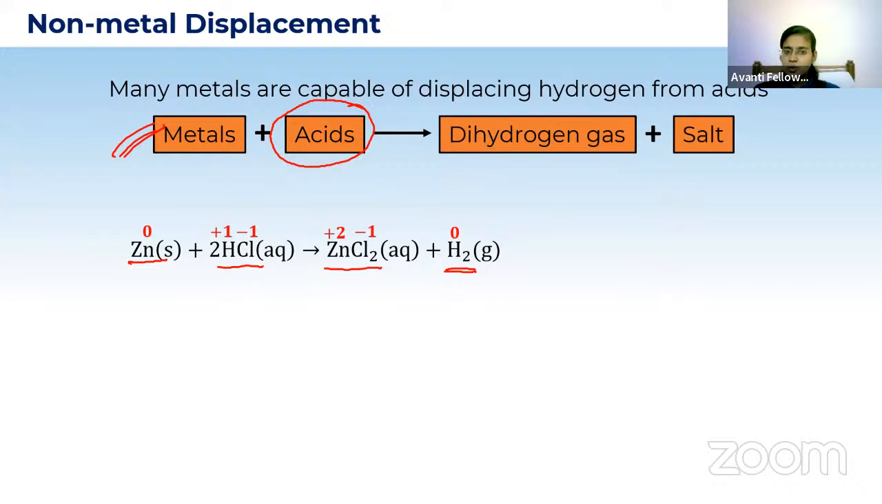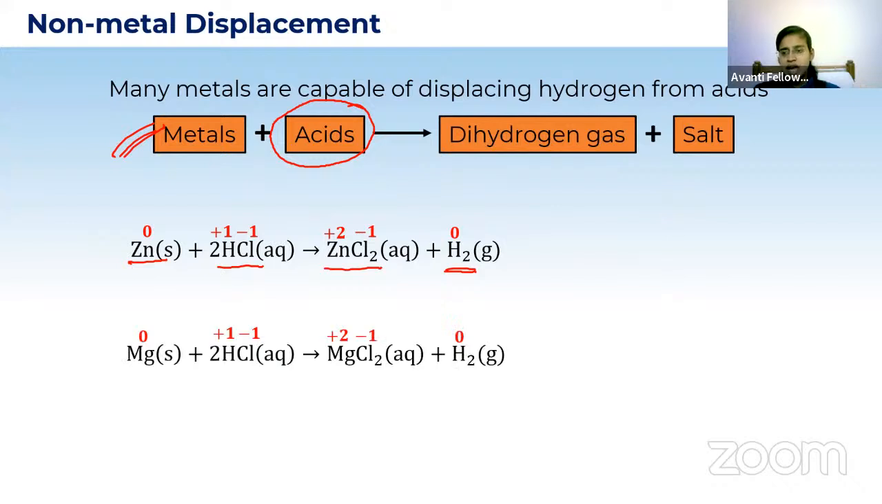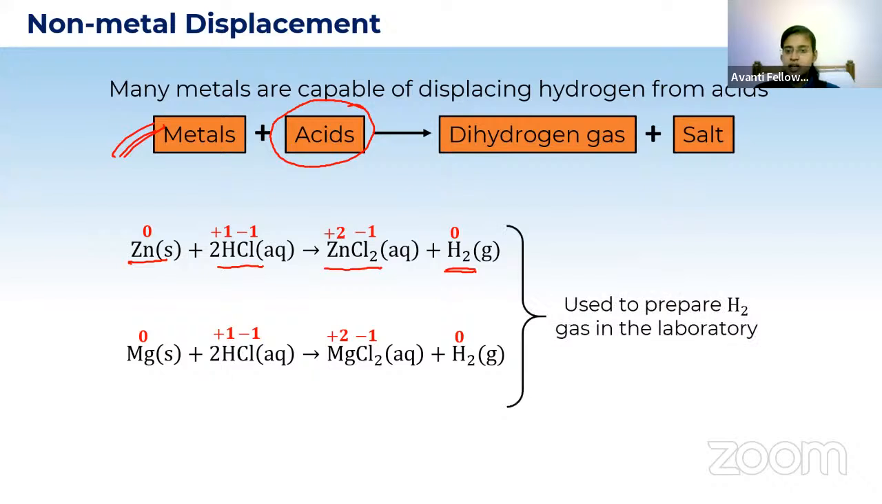And if I want to go for one more metal, let me take magnesium. Magnesium also reacts with HCl to produce MgCl2 salt, magnesium chloride, and hydrogen gas. So these two reactions are mainly used to prepare hydrogen gas in the laboratory. If you want to prepare hydrogen on a small scale, you can take zinc metal or magnesium metal and put those metals in the hydrochloric acid. It is a liquid, right? Then you can get hydrogen coming out and collect that. So this is how we get hydrogen in the laboratory using these two reactions.